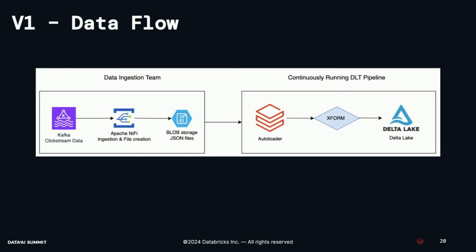They would then take those files and copy them up to Azure Blob Storage, where they became available for us. So our first version of this DLT pipeline we built was using the autoloader functionality built into DLT to read those JSON files, run it through all of our transformations, and produce our MART tables.